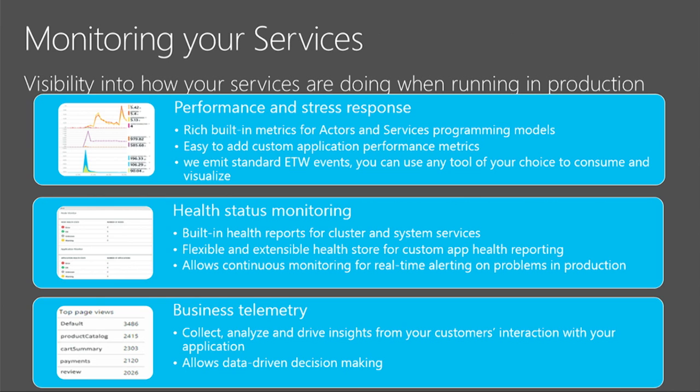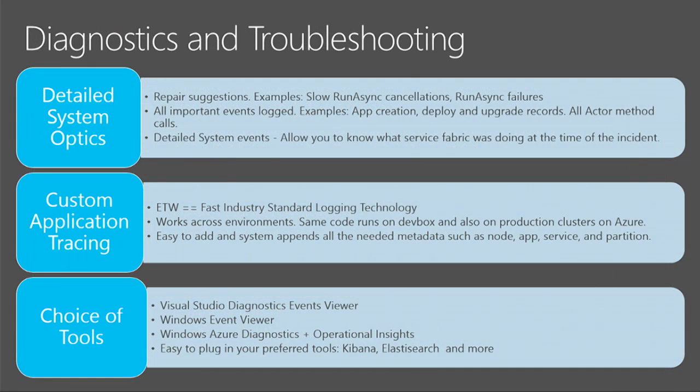So moving on to the next piece of your puzzle: now that you have your application running in production, one of the key things a lot of customers ask me is what diagnostics and troubleshooting capabilities Service Fabric provides. I've divided this into three pieces. One is detailed system optics. This allows you to know what Service Fabric itself was doing when something happened to your application or your service, so that you have the complete picture. This helps guide you on how to fix the issue.